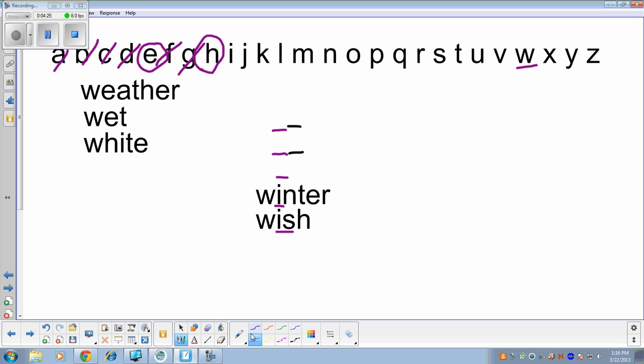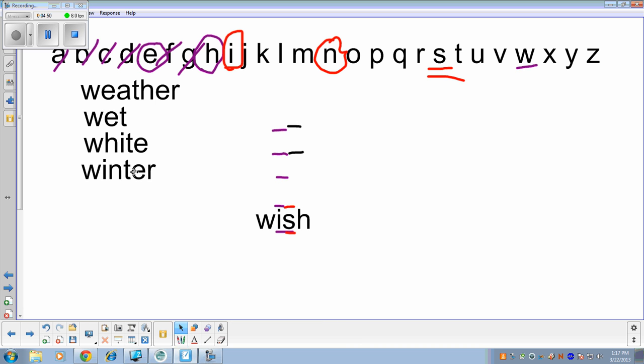And then I'm stuck here on I. Okay, so I have to go to the third letter, and in this case, we have an N or an S. So A-J-K-L-M, N comes before S. So my order, winter is going to go fourth, and wish is going to go fifth.